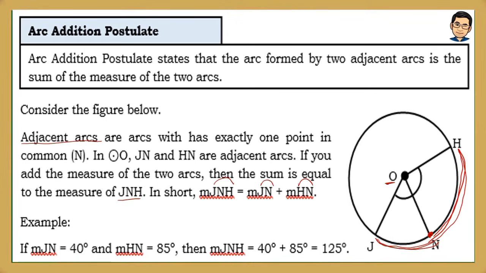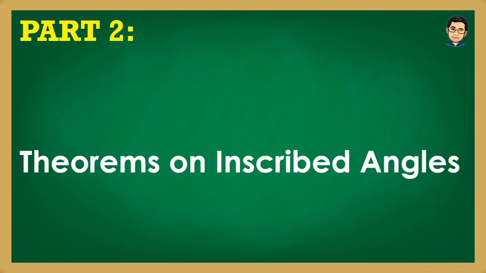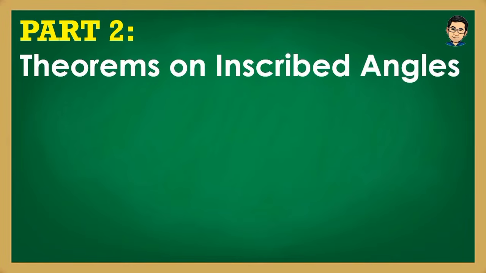For example, if arc JN is 40 degrees and our HN is 85 degrees, let's write it here. To get the measure of arc JNH, we just add 40 and 85 degrees, which will give us 125 degrees as the measure of arc JNH. So, that is the arc addition postulate. Let's have the next part, theorems on inscribed angles.